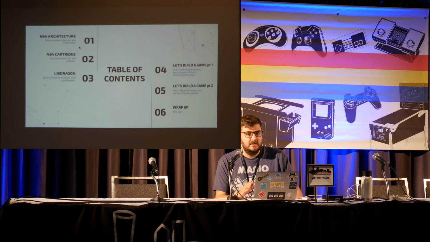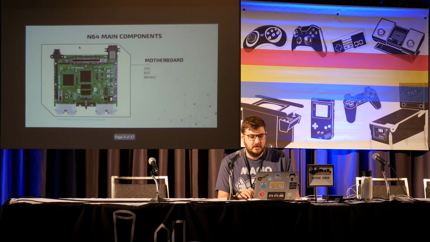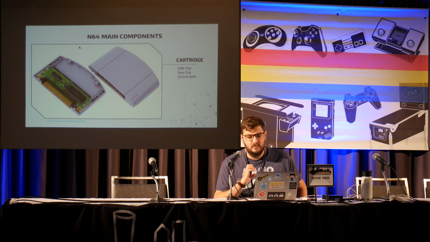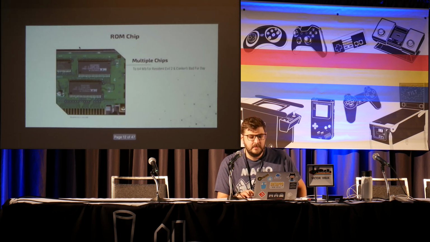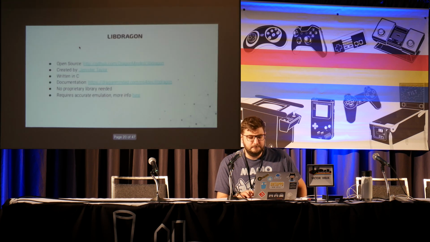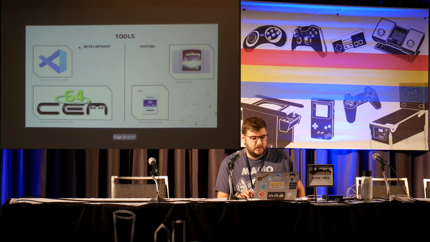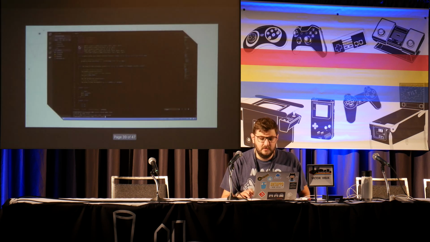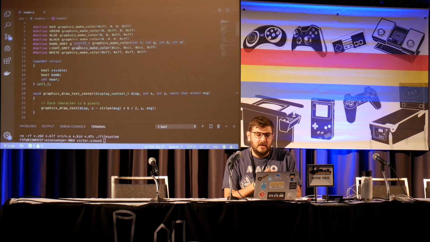So just in a nutshell, yesterday we went over the N64 architecture, the main components that are inside the N64. We then talked about the cartridge, what you need to know as soon as you want to put your game on an actual cartridge. And we also talked about the library. It's called LibDragon, that we're using today to build games. Then we started coding the game, and today we're going to continue on this.